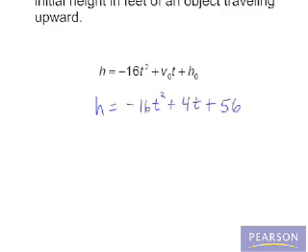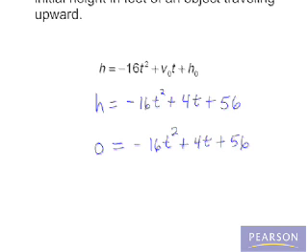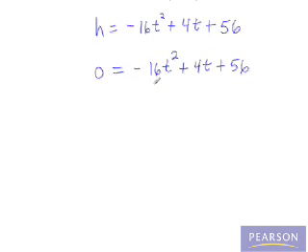Now we're being asked to find how long it takes, how many seconds until the rock hits the ground, meaning the final height would be 0. Rock hitting the ground means that we have an overall height of 0 feet. So we're going to let h equal 0, and we're going to solve our quadratic equation, negative 16t squared plus 4t plus 56. So go ahead and we'll solve this quadratic equation.